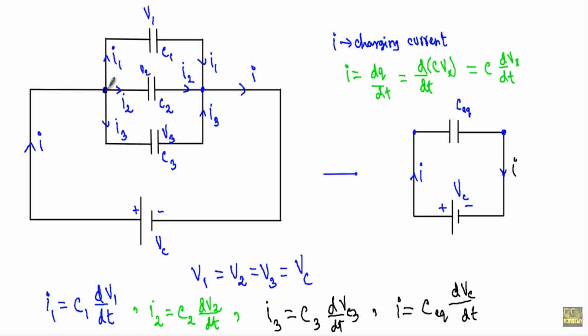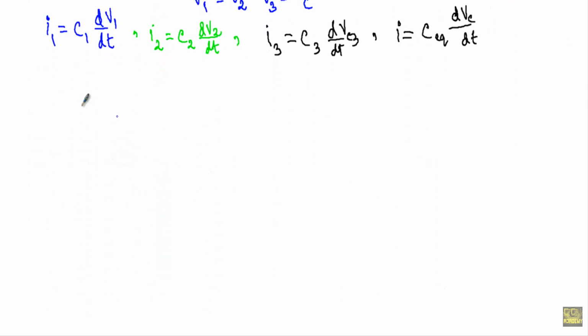Now you will see, if I denote this terminal as A terminal and this terminal as B terminal, I will apply KCL at this terminal. Here you will see this I is the only incoming component of current, and this I1, I2 and I3 will be outgoing. So if I apply Kirchhoff's current law or KCL at node or terminal A, I will get the incoming current I equal to the sum of outgoing currents I1 plus I2 plus I3.